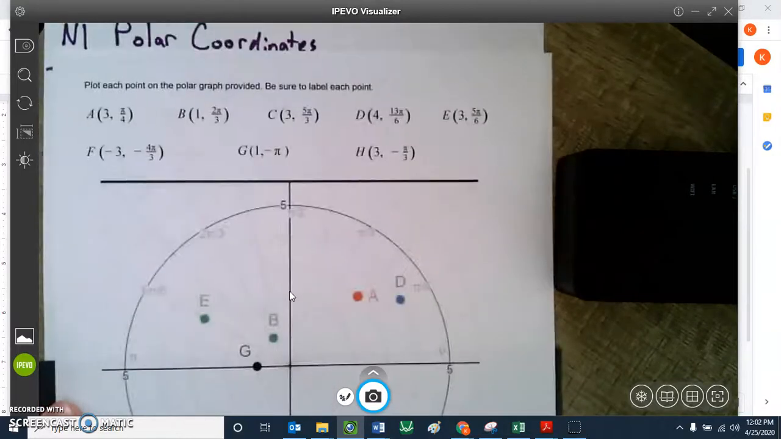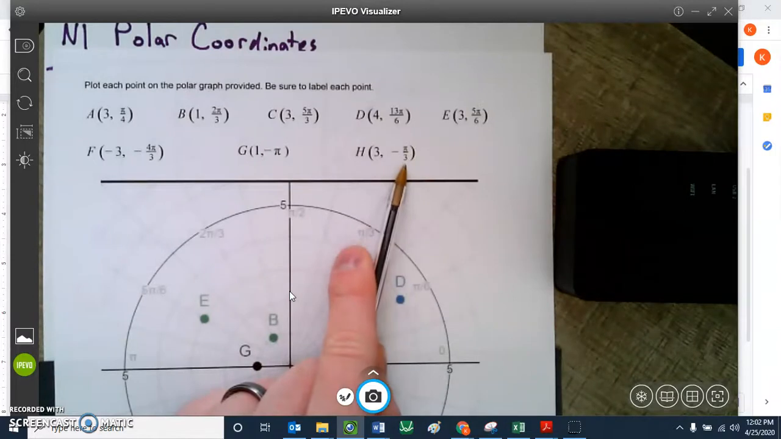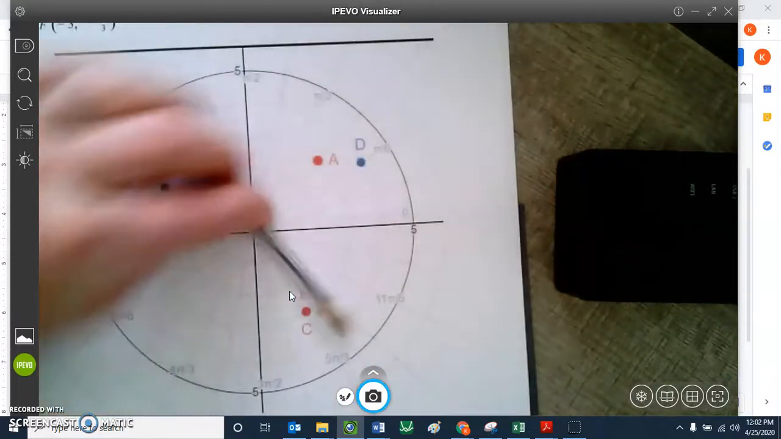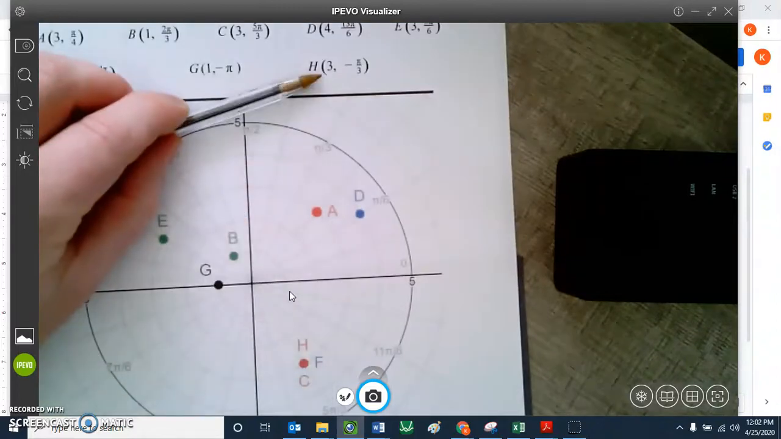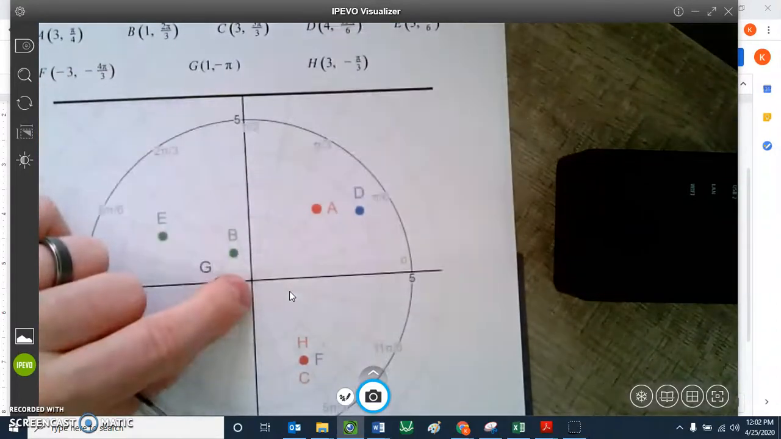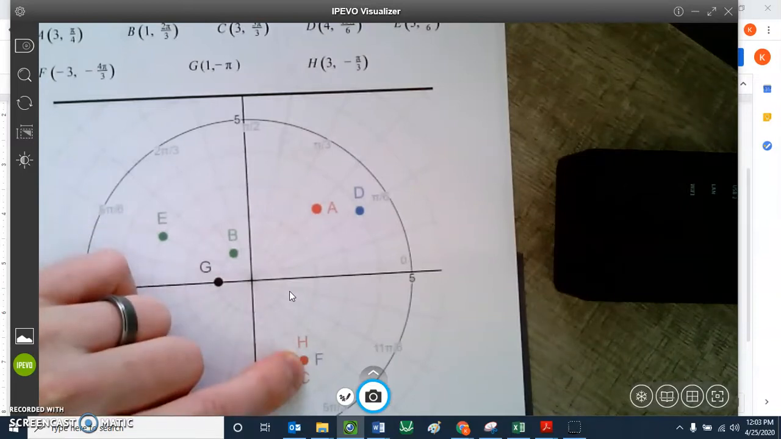Okay, let's look at another one of those. How about H? We can look at H. H says to go in the negative pi over 3 direction. Negative pi over 3 direction is this way. And then I want to go out a magnitude of 3, or 3 circles. So I'm going to go out 3 circles. 1, 2, 3, and it's the same point.